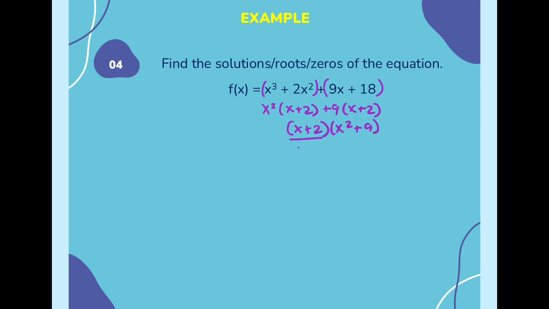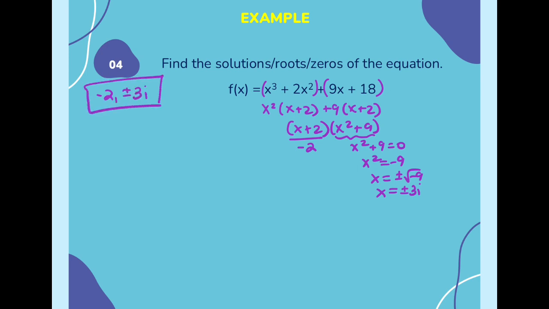The x plus 2 would give me the real root of negative 2, but the x squared plus 9 would have to get set equal to 0. X squared would equal negative 9, and x would equal plus and minus the square root of negative 9, which is plus and minus 3i. So this time we can actually find our roots by just factoring it. So you always want to check for that. And we want to confirm it with our graph, because that's how you would be quizzed. That's how you'll see this on a quiz or test.